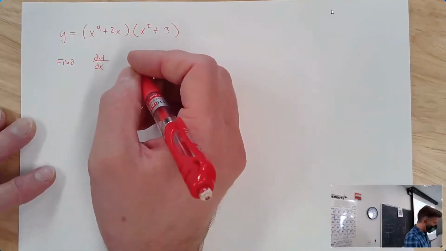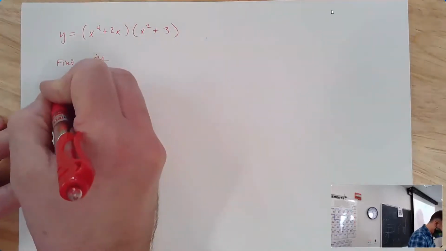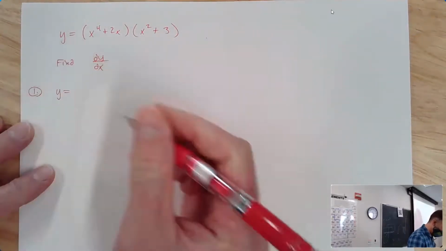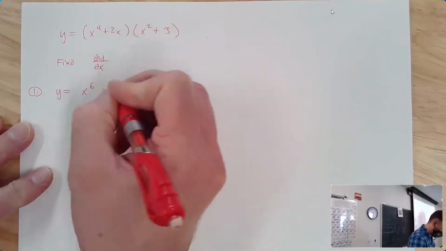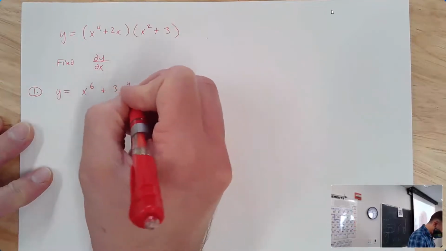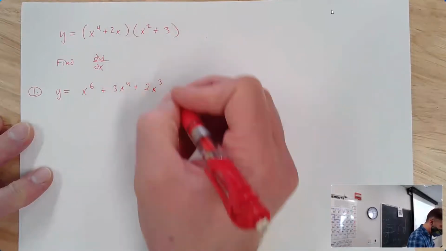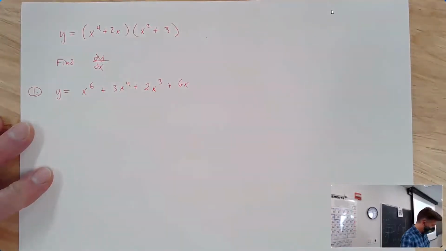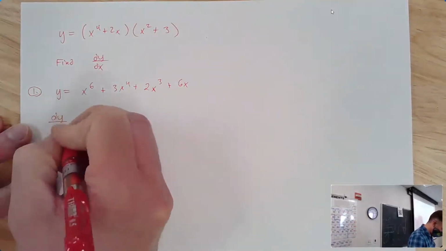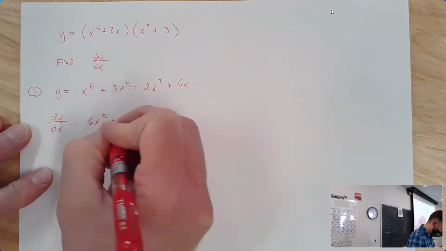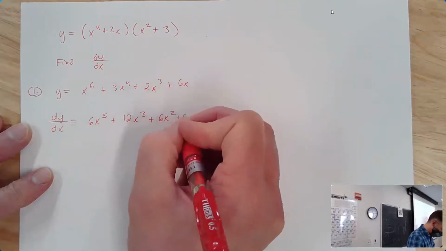And we're going to do it two ways. We're going to first simplify, and then we're going to use the product rule. So one way would be to first rewrite y, let's just multiply it out. I'm going to get x to the fourth times x squared, so x to the sixth plus 3x to the fourth plus 2x cubed, apologies, not 2x to the fourth, plus 6x. So differentiating, we're going to get 6x to the fifth plus 12x cubed plus 6x squared plus 6.